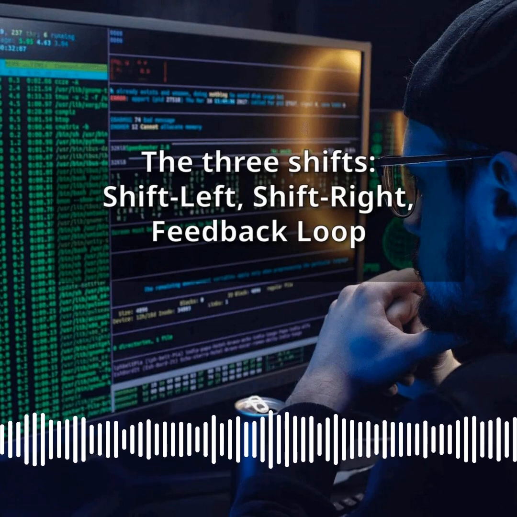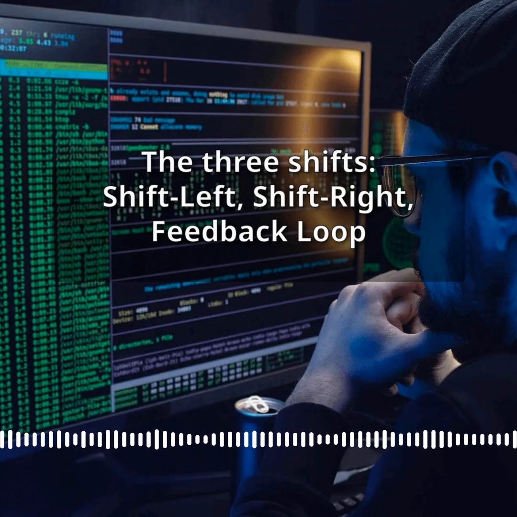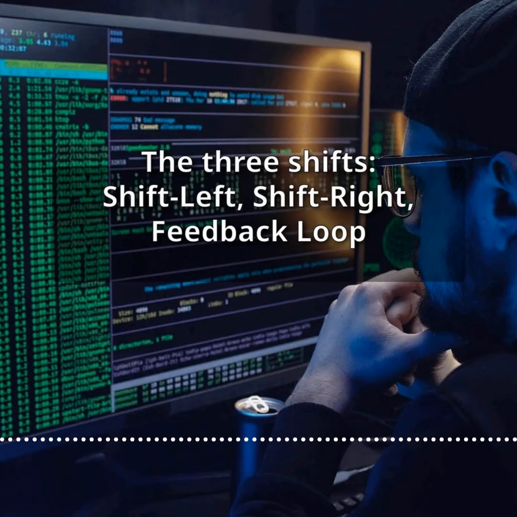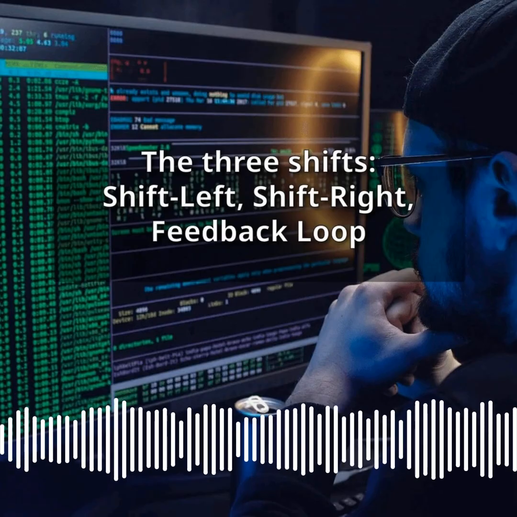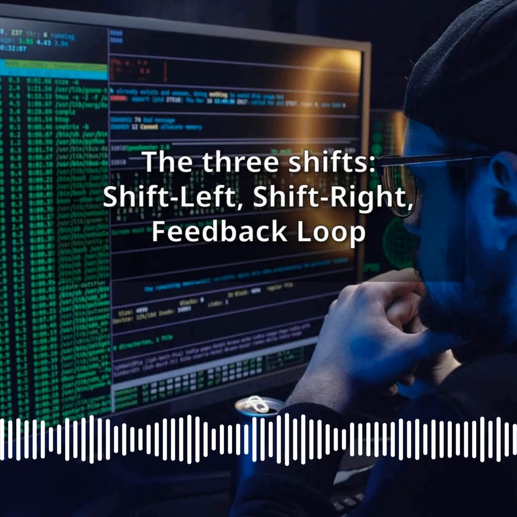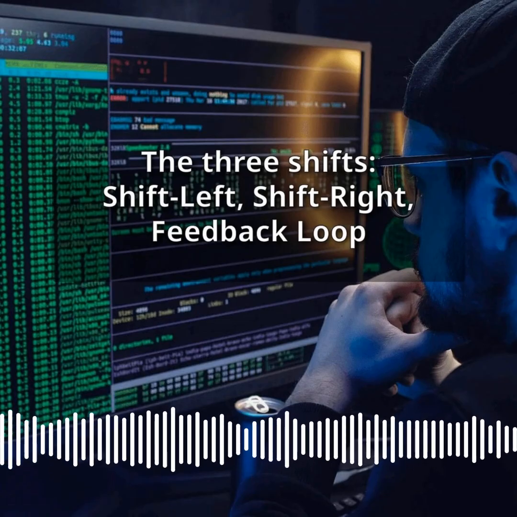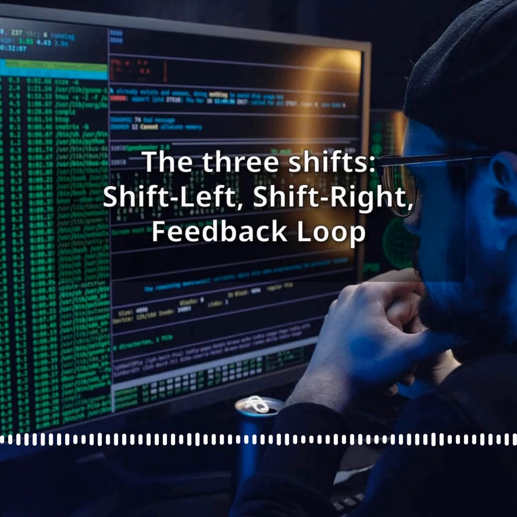Security in software development has undergone a profound transformation over the past 2 decades. Traditionally, security was treated as a final checkpoint. Developers would write code, assemble an application, and only at the very end would a security team review it, looking for vulnerabilities. This approach had a critical flaw.